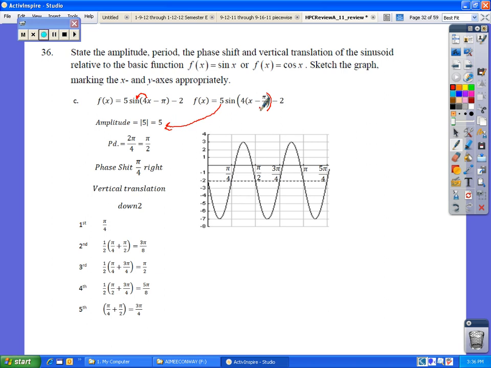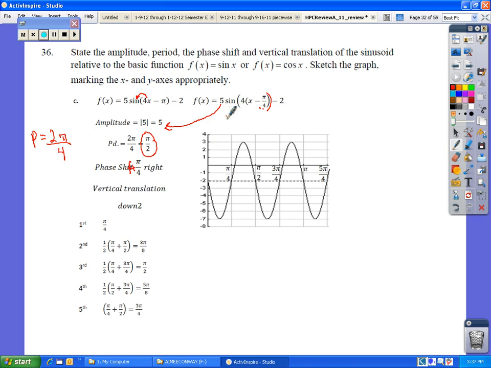So this gives you pi over 4. 4 is the b value. So again, period equals 2 pi over 4. So that simplifies to pi over 2. That's your period, pi over 2. Pi over 4 is a shift. Pi over 4 right. So we're going to shift that pi over 4 right. And then it's a vertical translation down 2.